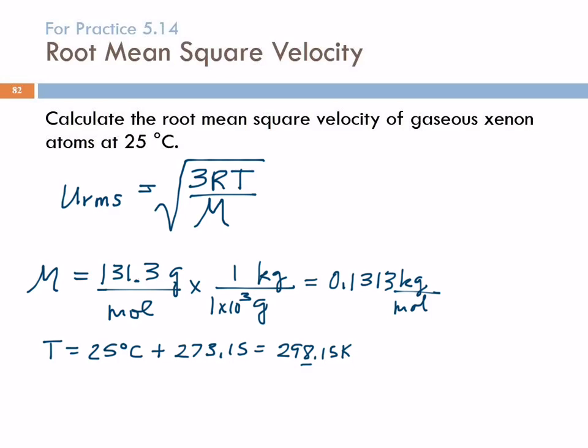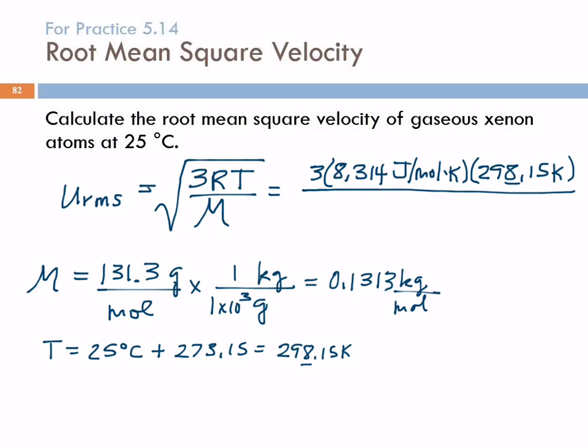With the molar mass and the temperature in Kelvin, we can plug those into this equation. And so this is 3 times 8.314 joules per mole Kelvin. And if you need that, I will provide that for you on a test. 298.15 Kelvin. Why did you do the kilograms thing? We need kilograms per mole in order for the units to work out.